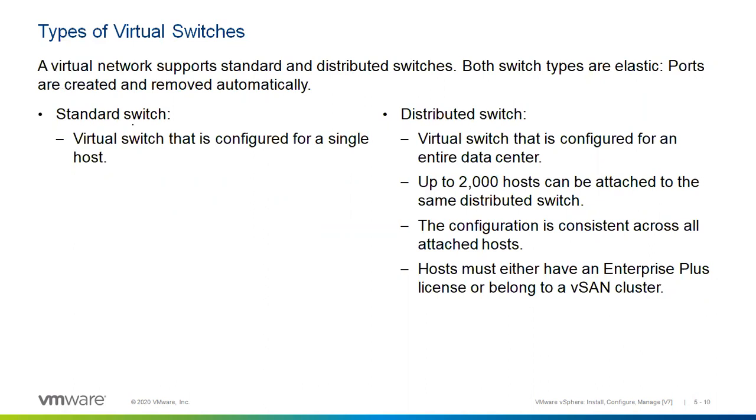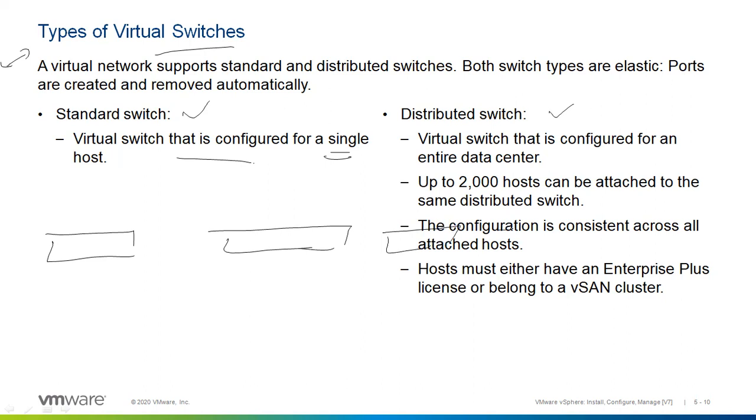When we talk about the types of virtual switches, we can create two types: one is standard, one is distributed. A standard virtual switch is always configured for a single host. What does it mean? For example, in my cluster there are 4 ESXi hosts: 1, 2, 3, 4. For each ESXi host, I want one virtual switch.